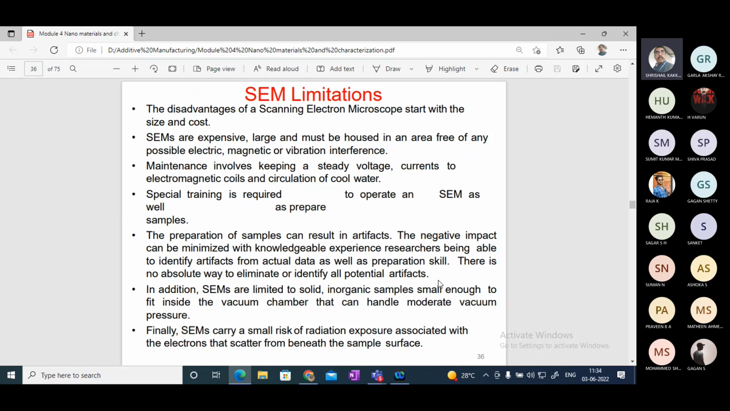This has to be kept in a place where there are no magnetic field vibrations, and it should be free from all possible dangerous electric systems. The maintenance of the scanning electron microscope is slightly difficult. Electromagnetic coils are there, and circulation of cooling water is required because it generates heat. These are certain limitations.